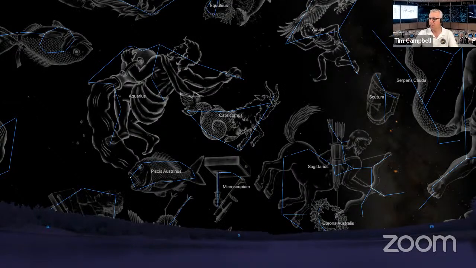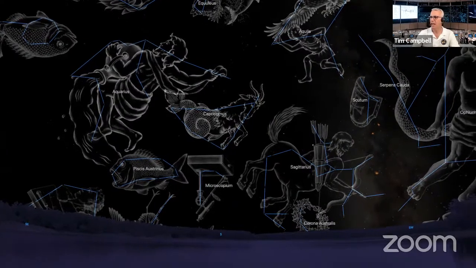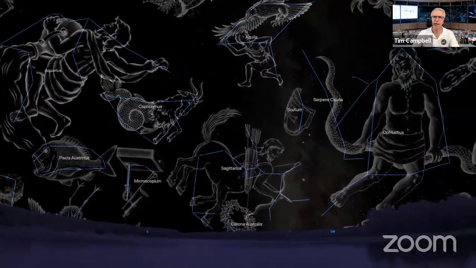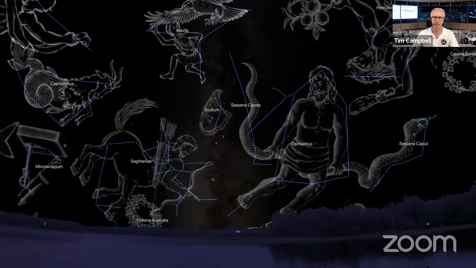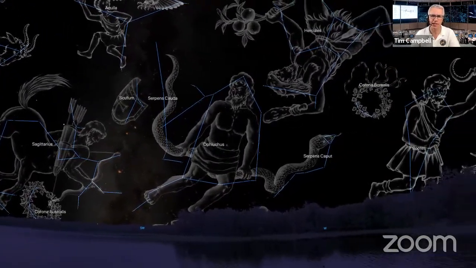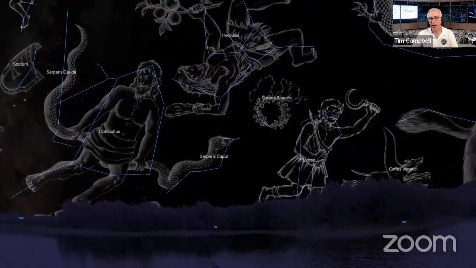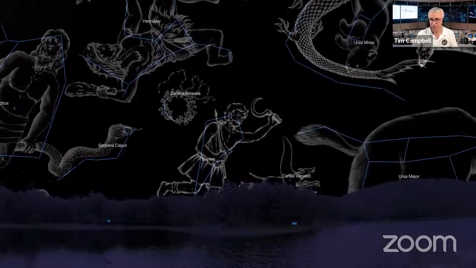And so you can see I've got these little blue connecting lines that make these shapes, and then an artist has made illustrations behind these. And I'll move the sky around, and there are actually quite a lot of them. It seems so overwhelming to see them all. There are, in fact, 88 of them.